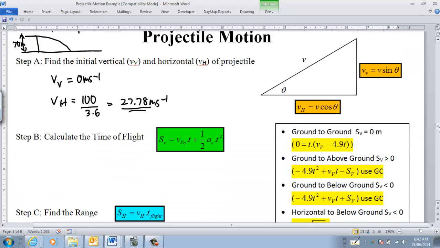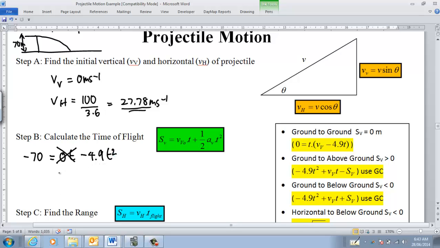Our second part of this question would be to work out our time of flight. Again, this is a bit like if we dropped the car without having any speed, then it would hit the ground at the same time. From our starting position to where it finishes, we have a distance of minus 70 meters. Our initial vertical velocity is 0 times t, minus 4.9 t squared. So that term goes out.